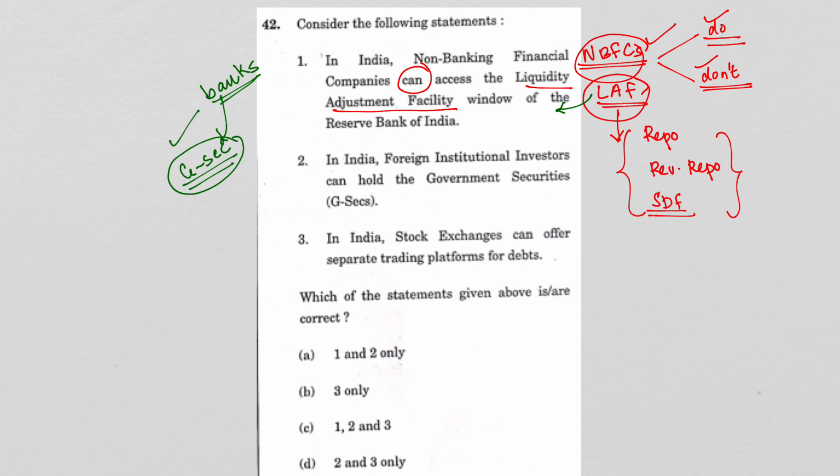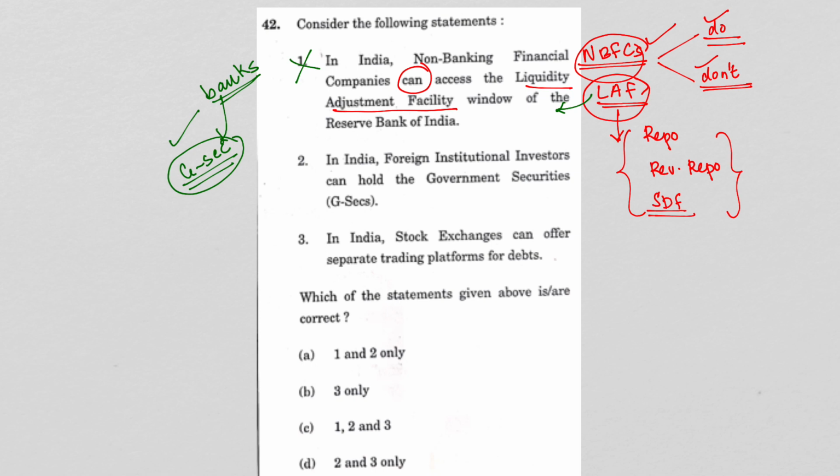Also, banks can deposit excess of their money with the RBI using this liquidity adjustment facility, and the RBI and also the Monetary Policy Committee use this facility to control inflation. This is the basic thing, and NBFCs cannot access this liquidity adjustment facility. It is exclusively for the banks, and with that we are able to eliminate option 1.